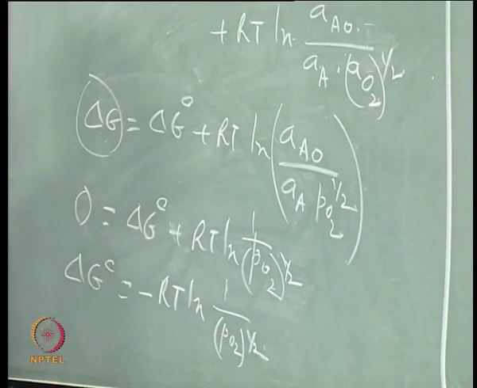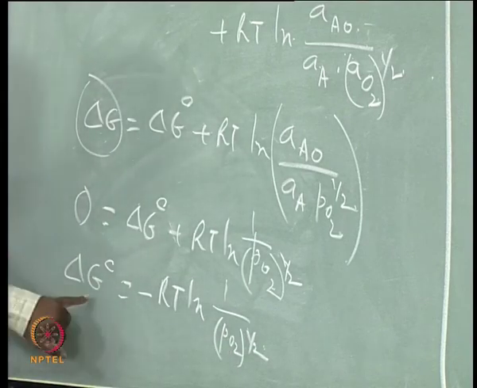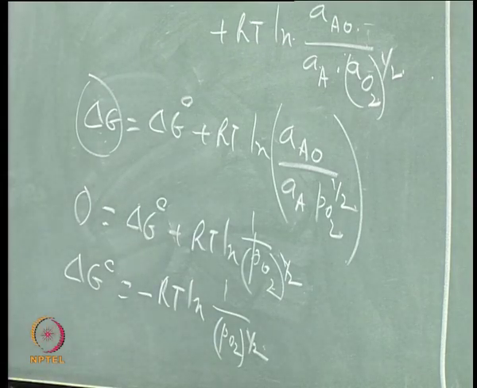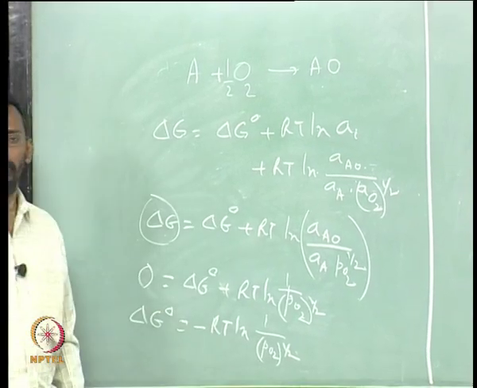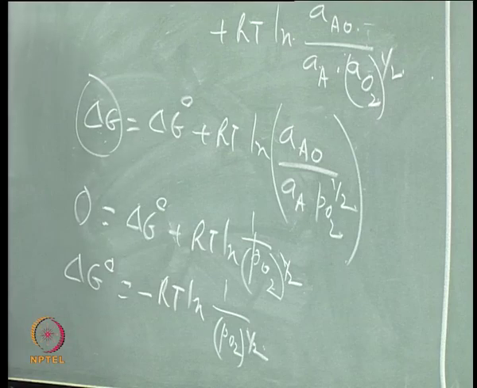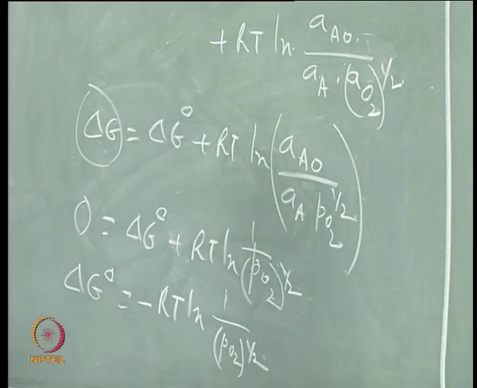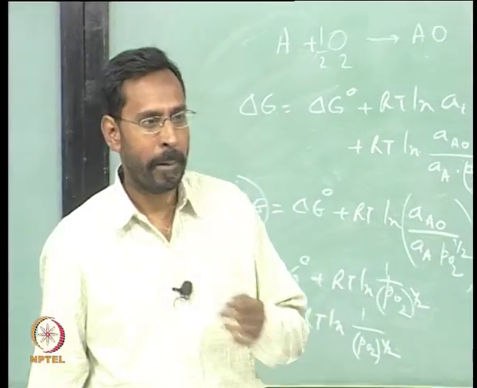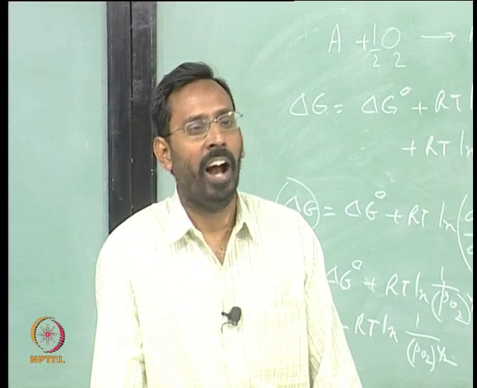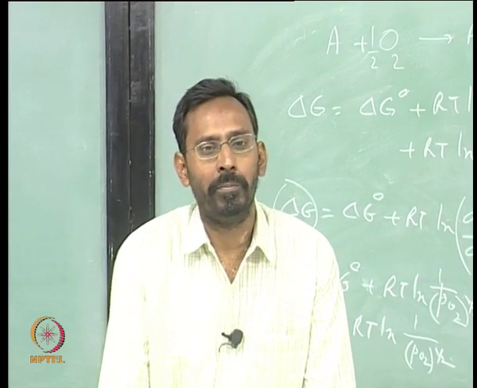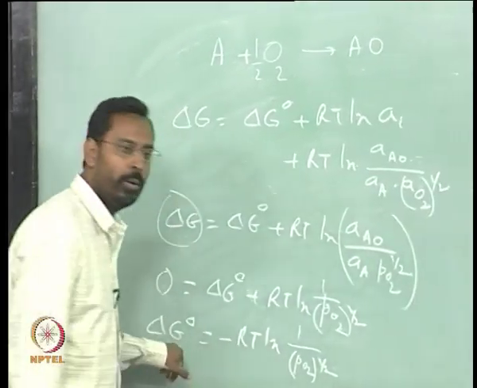So, if I know the partial pressure of oxygen during the reaction, I can find out the delta G of the reaction, if I do not know the delta G of the reaction by some other means. I can find the delta G of the reaction by, let us say, doing a DSC. If I do a DSC, what do I get? Delta H of the reaction I will get, and if I know the temperature of the reaction and the entropy of the reaction from the delta H, in principle I will be able to get the delta G.